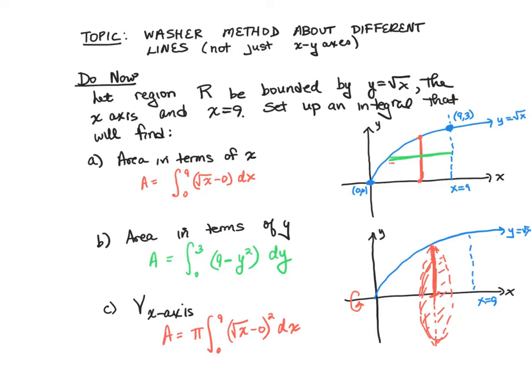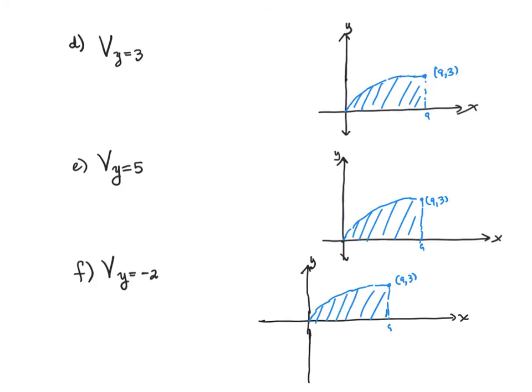Now let's extend the problem to something else. Let's take the same region bounded by y equals root x, x equals 9, and the x-axis, and rotate it around horizontal lines that are not the x-axis, but parallel to them. In the first one, we want to get the volume of the solid when we rotate the region about this horizontal line, y equals 3. So y equals 3 is this line right here. That's our axis of revolution.